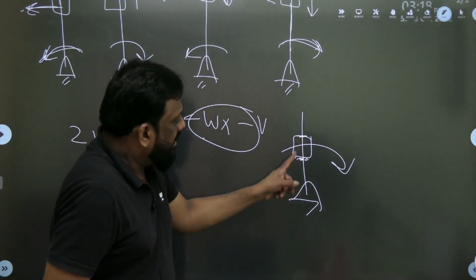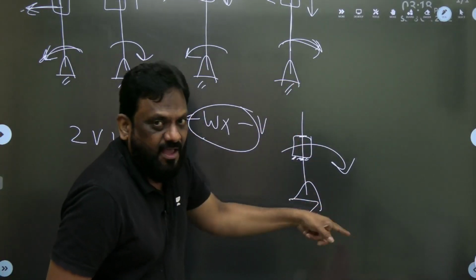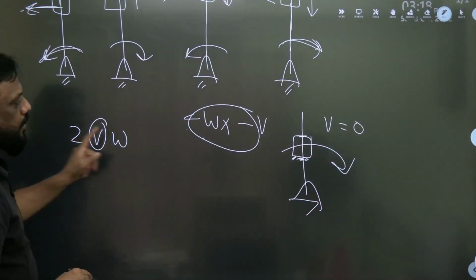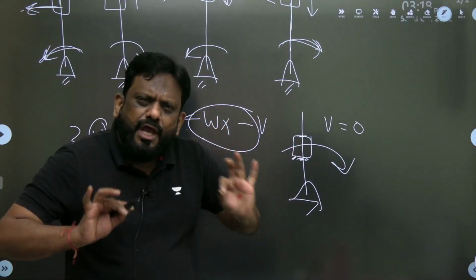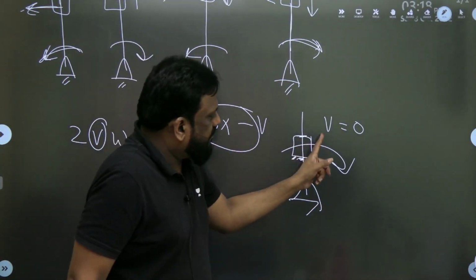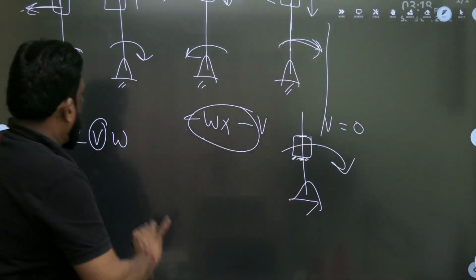What is the velocity of sliding? When I am welding this, it is not sliding. When it is not sliding, only omega is there. When only omega is there, the velocity of sliding is 0. When the velocity of sliding is 0, my Coriolis component of acceleration is 0. So the Coriolis component will become 0 when one of the values becomes 0. What is that? Either the velocity of sliding is 0, if there is no sliding, or there is no rotation. Let us say omega is 0.